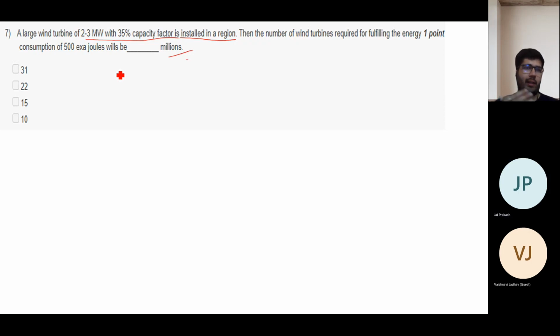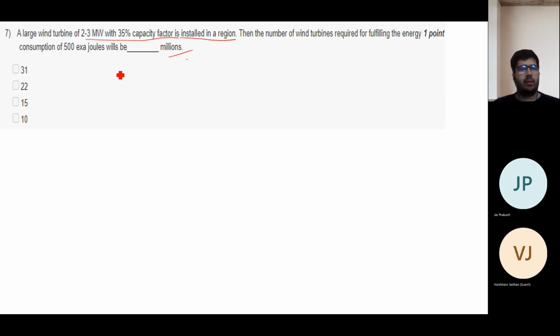Yeah, your one guess is correct, like 22 may be correct, but 31 cannot be, no? Because 31 was for 25% capacity. When you increase the capacity factor, the number of wind turbines will decrease because you will be able to generate more power, so you will require fewer turbines. So 31 will not be an answer. It's sure. So it can be 22, 15, and 10. Yes, correct. You have to calculate. Yeah, just a simple calculation.